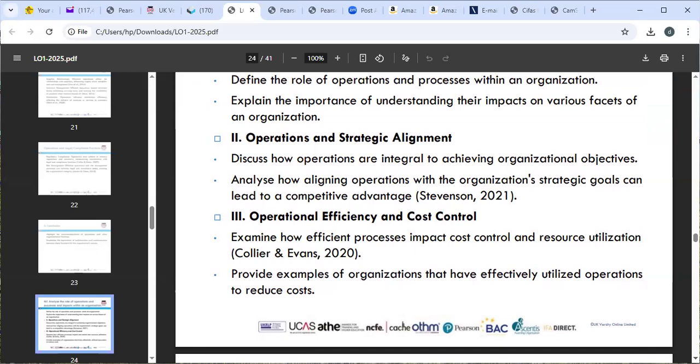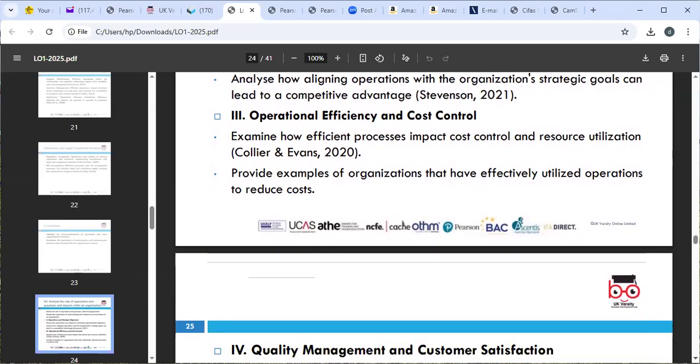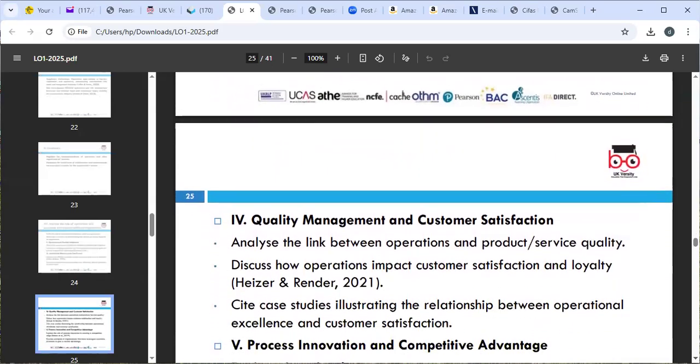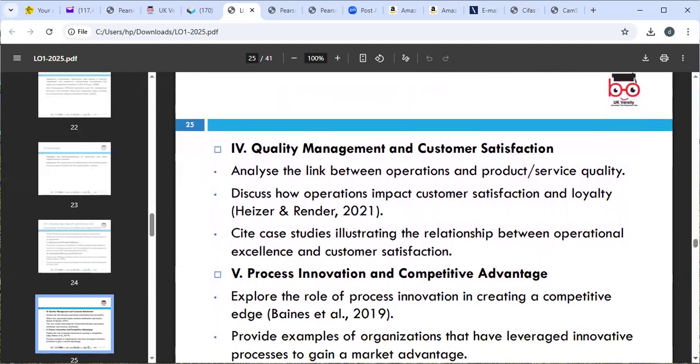Operational efficiency and cost control. Examine how efficient processes impact cost control and resource utilization, Collier and Evans 2020. You have to provide examples of organizations that have effectively utilized operations to reduce costs.